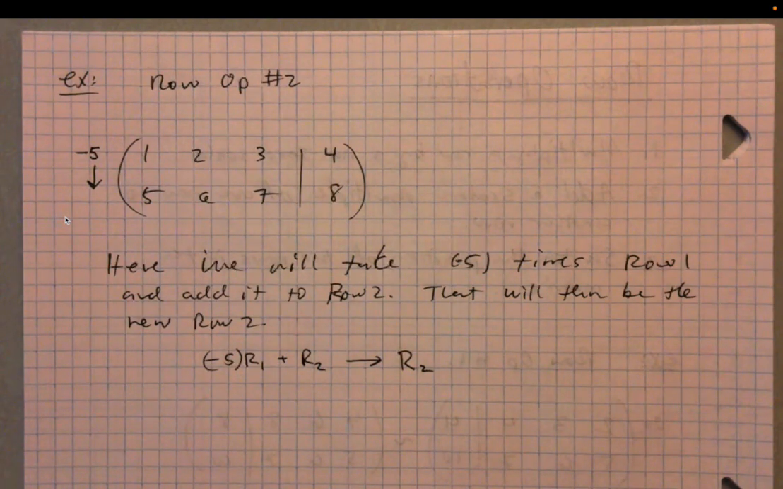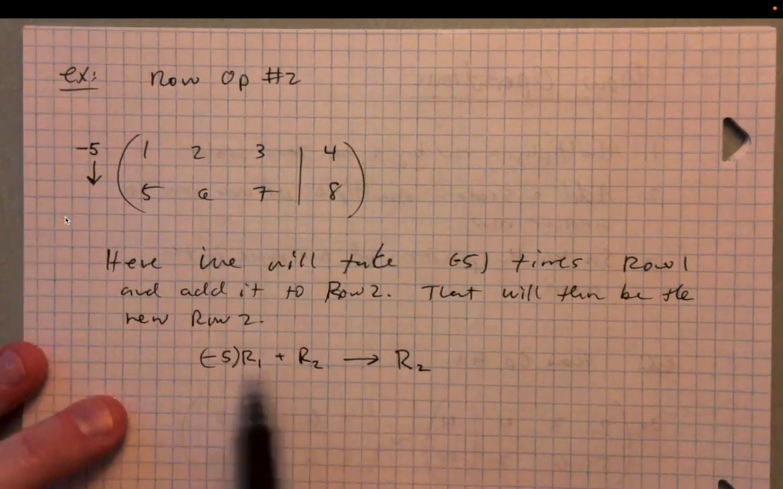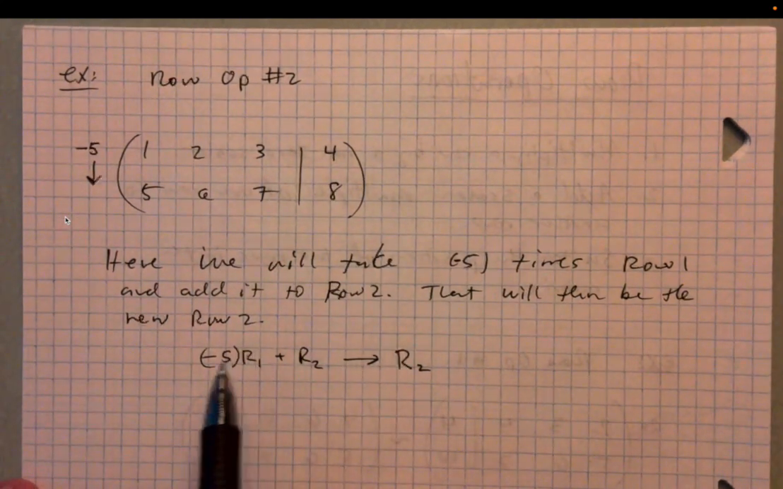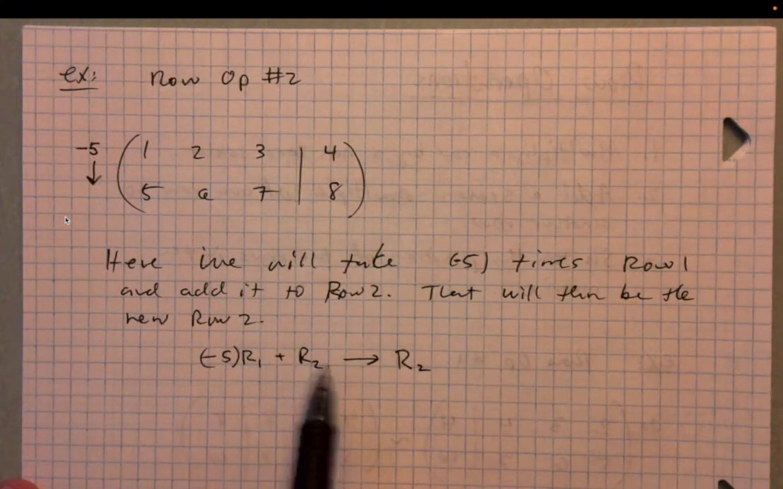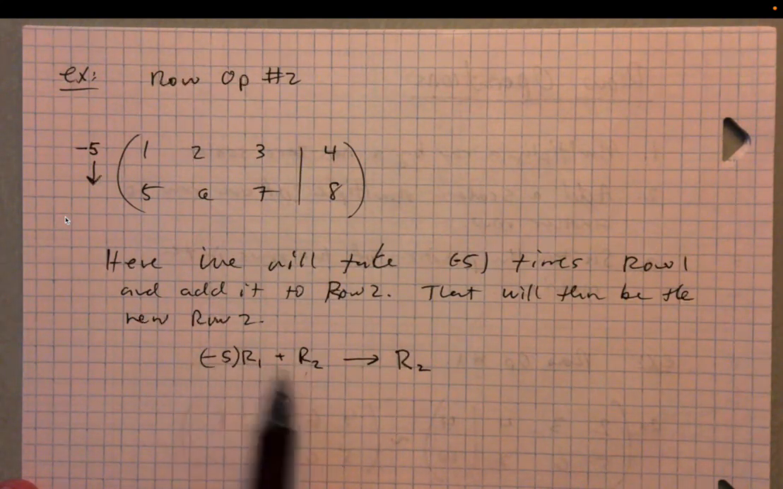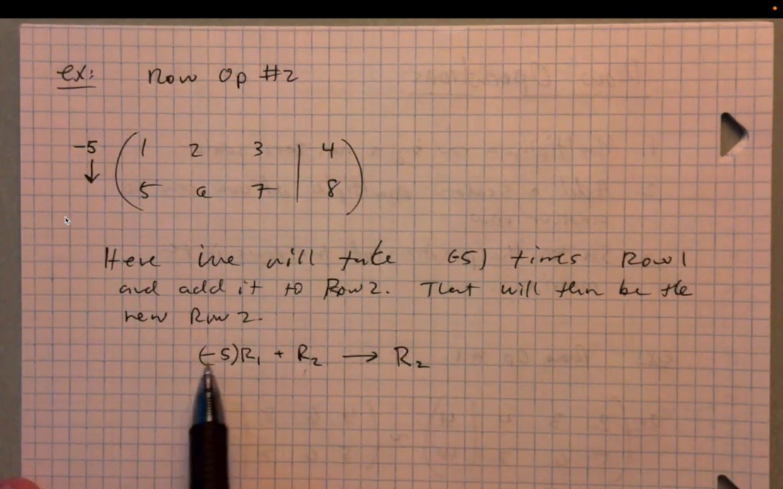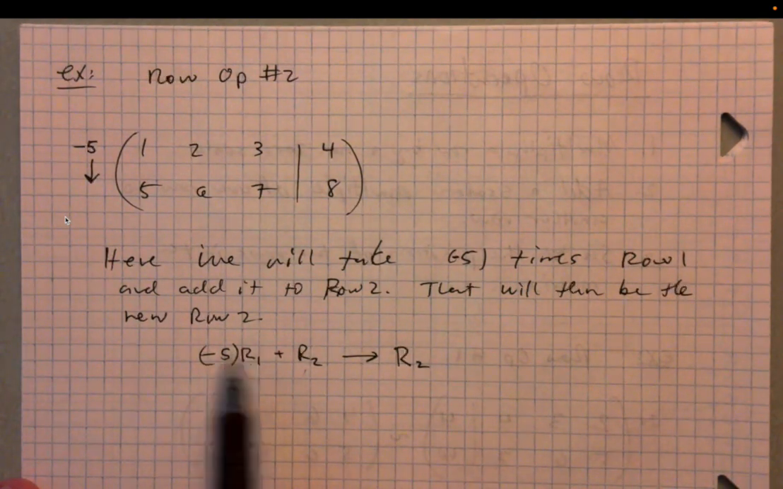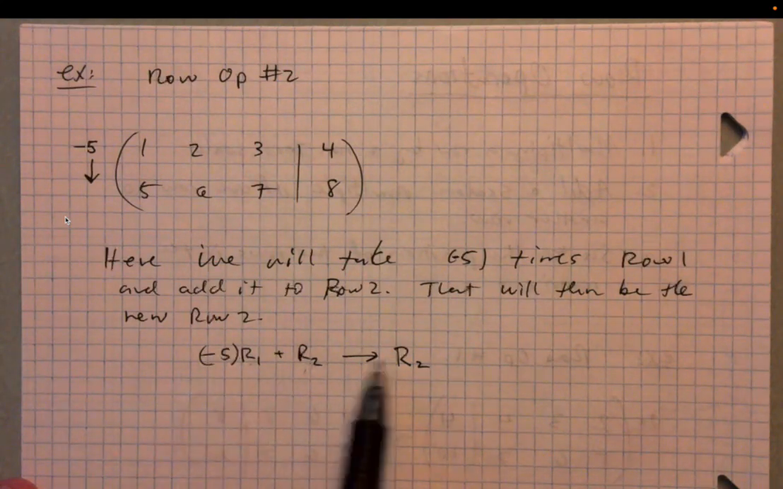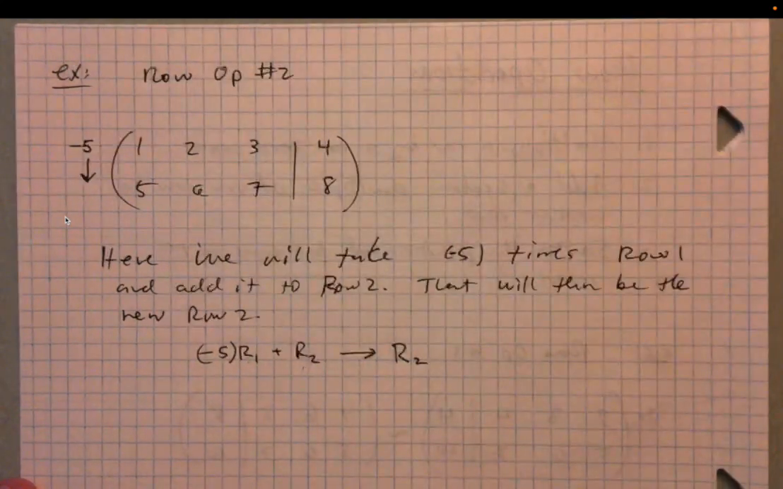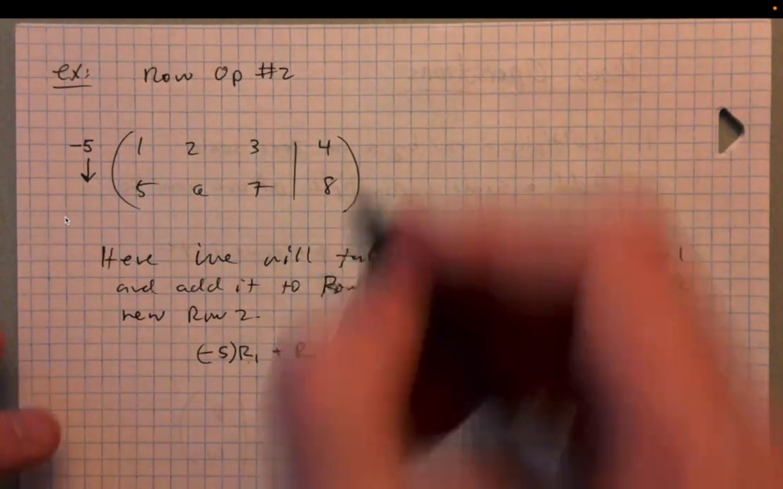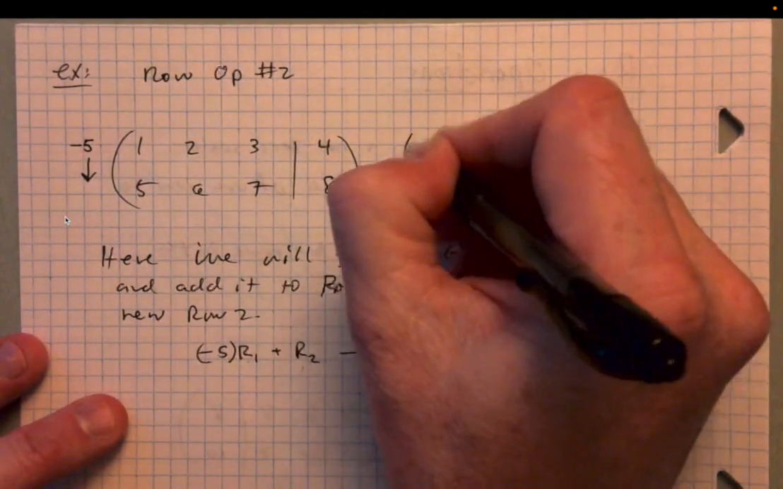Different textbooks will have different standards. This is probably the most common approach: use R1, R2 as your row indicators, and then create a little arrow equation like this. So this literally says take -5 times the entire row 1, add that to row 2, and whatever that is becomes your new row 2. Okay, so let's go ahead and go through this.